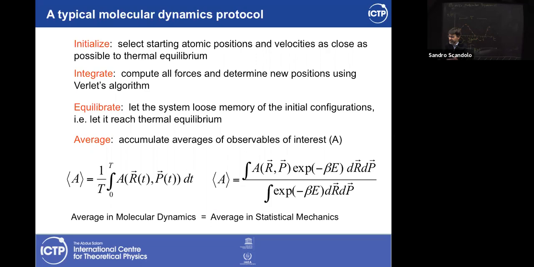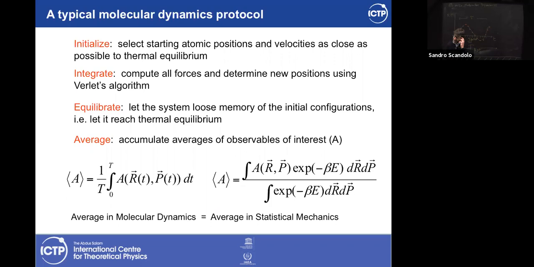And then once you reach the equilibrium, you start accumulating averages of the observables you're interested in. Here, this is just the generic definition of an observable. Let me give you one example. It could be the temperature, for example, the instantaneous temperature of your system. Temperature in the specific case of this equation, A for temperature would be just the sum of all P squared, the velocity squared. But you can also calculate other averages if you want, and you can average it over the length of the simulation.